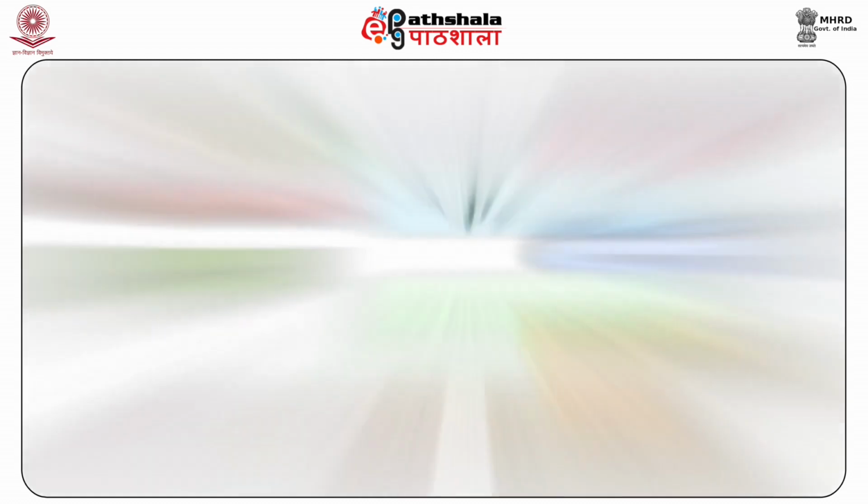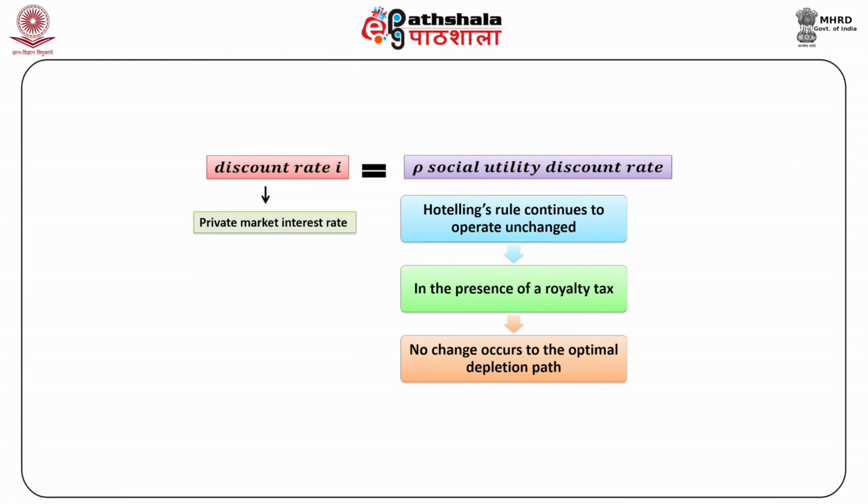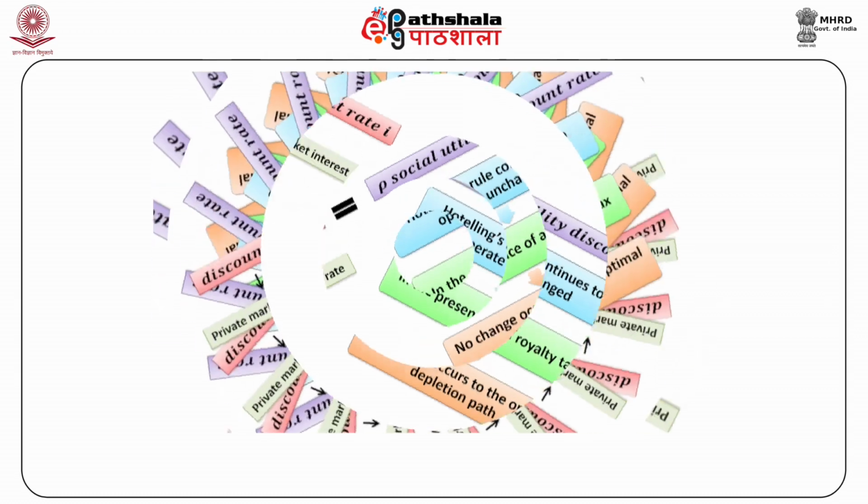It must be noted that discount rate i derived from the private market interest rate may be treated as equal to rho, which is the social utility discount rate under certain assumptions. Hotelling's rule continues to operate unchanged in the presence of a royalty tax, and no change occurs to the optimal depletion path.